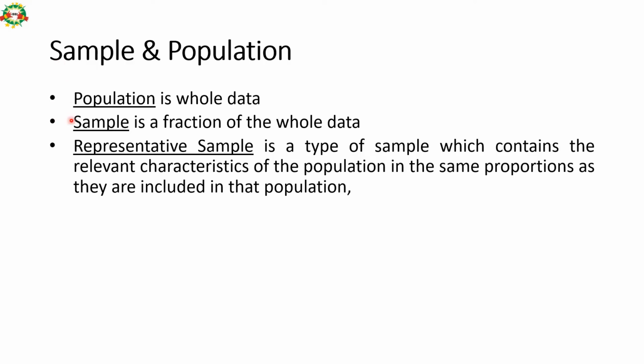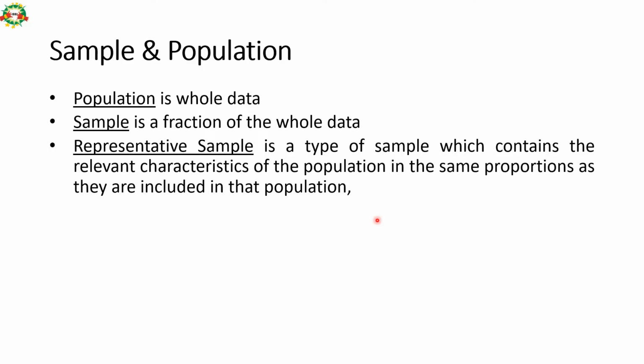Sample and population. Population is the whole data, the entire set of data. Sample is a fraction of the whole data. And a representative sample is a type of sample which contains the relevant characteristics of the population in the same proportion as they are included in that population. So if we take out a sample, say for example in India, there is a sex ratio of say 50-50, 50% male, 50% female, for example. Out of 130 crore population, 65 crore is male, 65 crore is female.